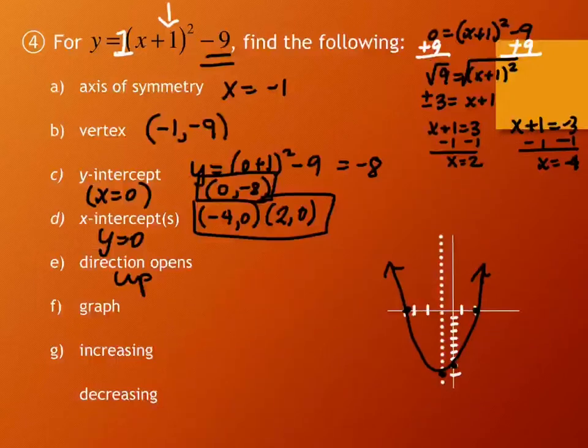We can also decide from here, increasing, decreasing. It doesn't ask us on this one. We could do domain and range, of course, as well. But for the increasing, decreasing, this graph is actually decreasing first, right? So it's decreasing from negative infinity to 1. I'm sorry, make that negative 1. And then it's increasing from that same negative 1 to infinity.